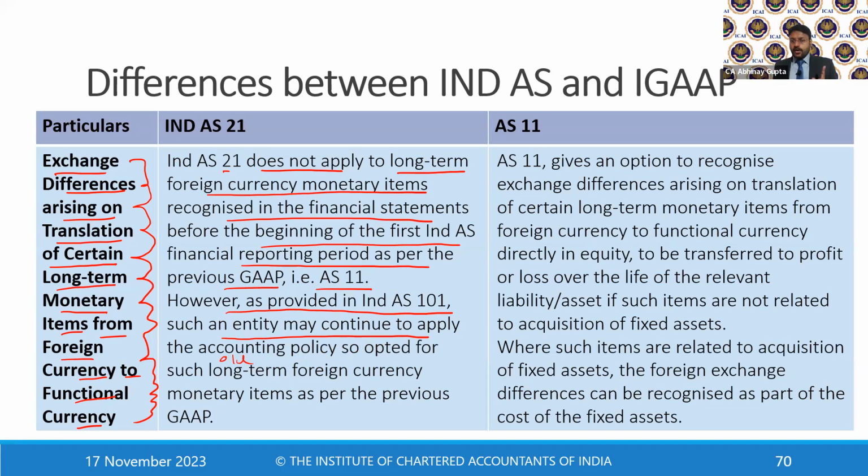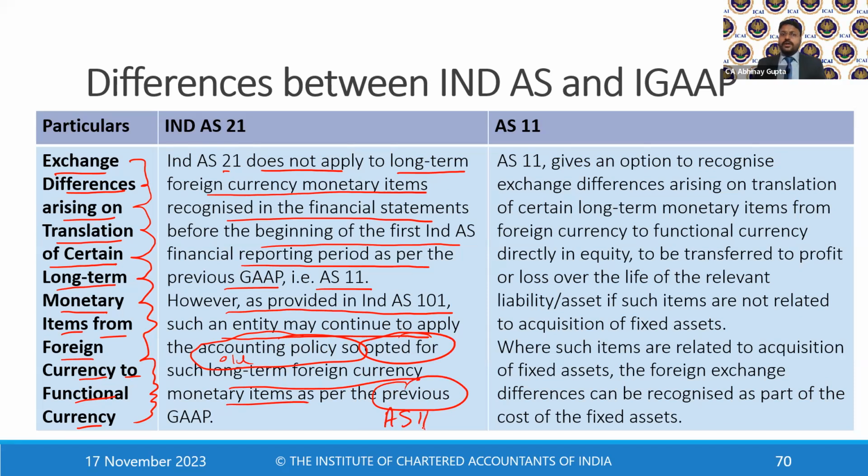And this concept we have discussed in our previous session when I talked about Ind AS 101 specific exemption, right? And I also mentioned that Ind AS 101 is a first time adoption standard and it is applicable only once in the lifetime of a company, right? And it applies only on the first transition or first time preparation of the Ind AS financial statements when the company applies Ind AS for the first time. Now, during that application, this standard has certain exemptions and exceptions. One of the exemptions is that it can continue its old accounting policy under AS 11. Continue the old accounting policy opted for long-term foreign currency monetary items as per the previous GAAP. Previous GAAP means AS 11, right?